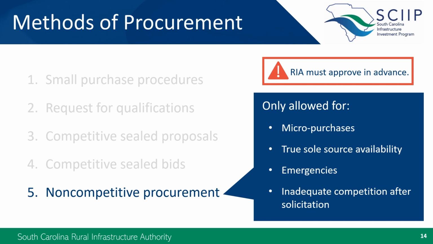Although non-competitive procurement may be allowed in emergency cases where delays have to be avoided, be aware that needing to move quickly in order to meet the December 2026 federal expenditure deadline is not sufficient justification for use of this method.